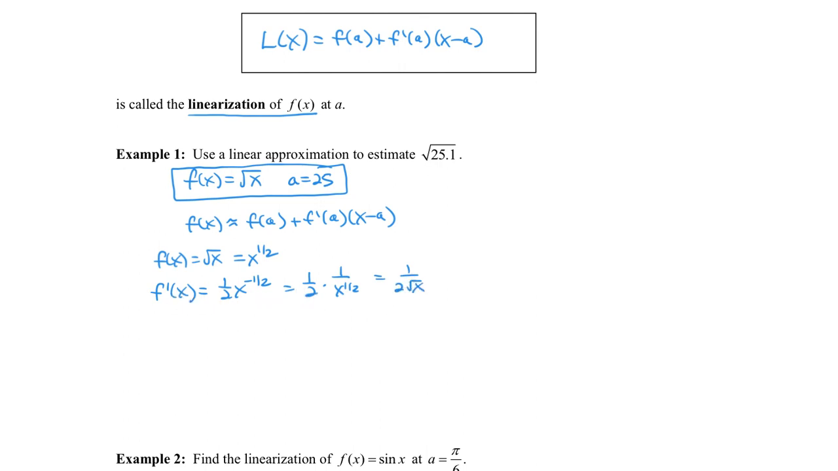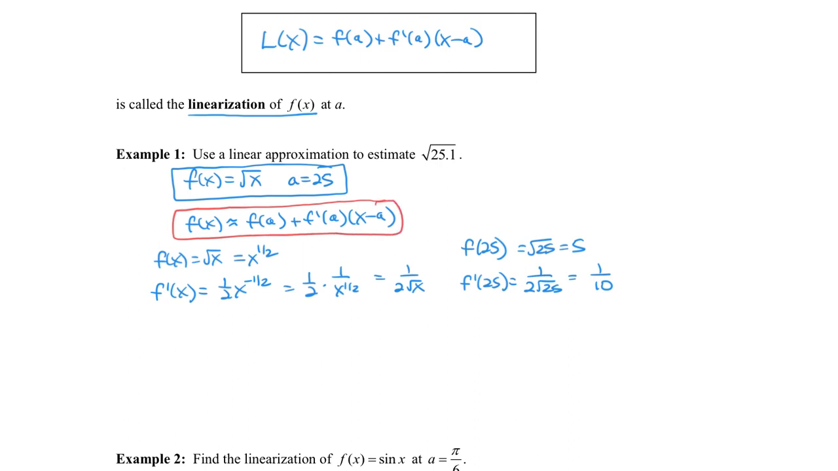And then we could say, okay, so what about f of a? Well, f of a is f of 25, and f of x is the square root of x. So this is just going to be the square root of 25, which is 5. And f prime of 25, well, here's f prime of x. F prime of 25 is 1 over 2 times the square root of 25, which of course is 1 over 2 times 5, which is 1 over 10.